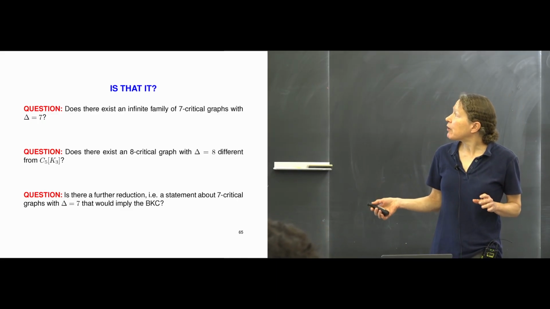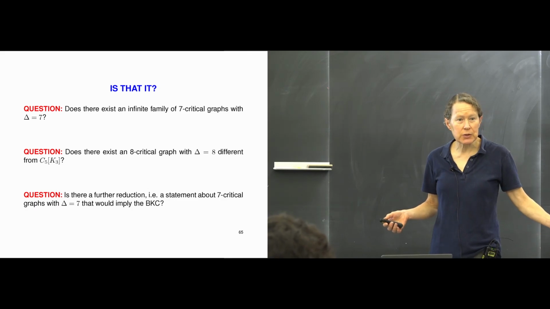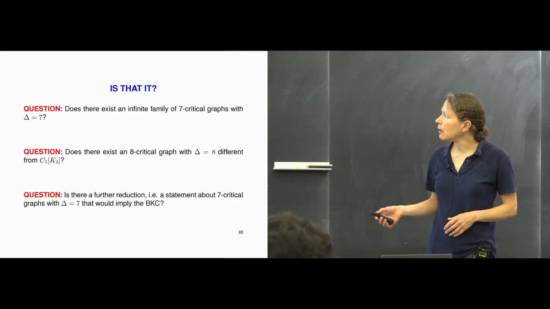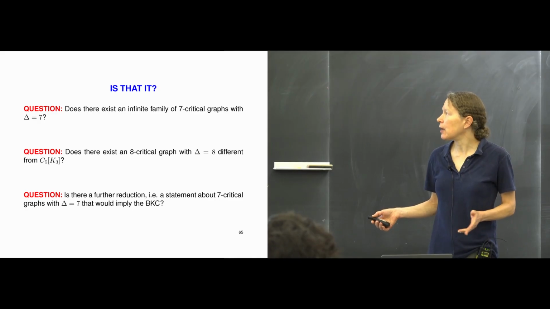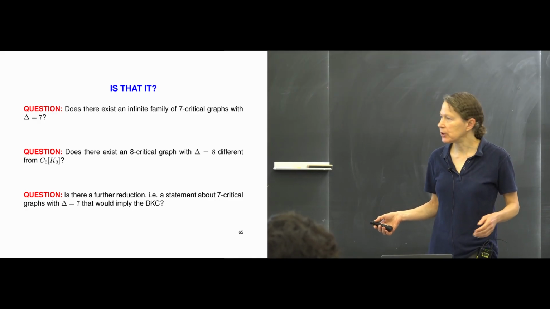Right, very quickly. Is there an infinite family? Are there any more besides the ones I just told you about? I don't know. So this is an interesting question, I think. Any more of those? There's a question I mentioned before: if there's any other 8-critical graph with delta equals 8, different from the one I showed you, that would be interesting.